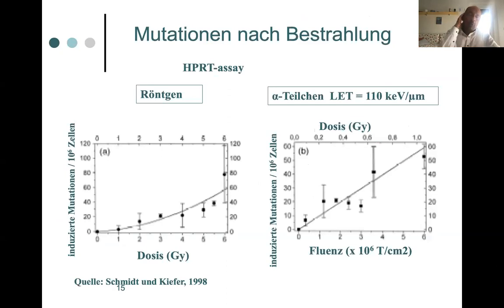So these are, for example, old experiments from the 20th century on the induction of mutations in the HPRT gene as a function of the dose. These are mutations per 10 to the 6 irradiated cells, here and here. This is with X-rays, and you see the typical linear-quadratic dose response. And this is with alpha particles. Okay, this is not as a function of the dose. Dose is here, I'm sorry. Here is the fluence, here is the dose. Of course, dose and fluence are related. And you see the linear behavior.